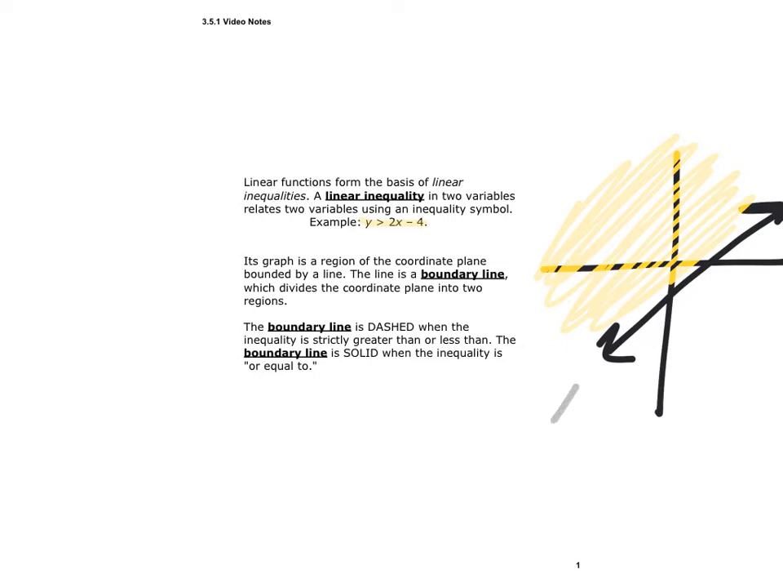So this right here is known as your boundary line. We'll call it the BL, boundary line. Okay? The boundary line is a dashed line when the inequality symbol is strictly greater than or less than. Okay? That gives you the dashed line.